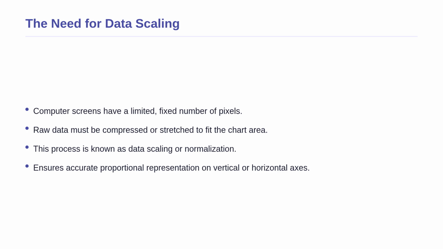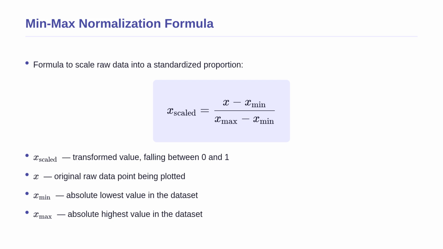Let us examine the formula used for this scaling. This formula calculates exactly where a specific data point sits as a percentage of the total range. The formula is x scaled equals x minus x min, all divided by x max minus x min. Let us define these terms.